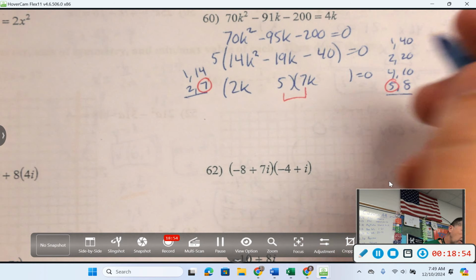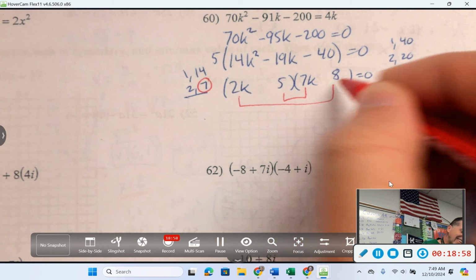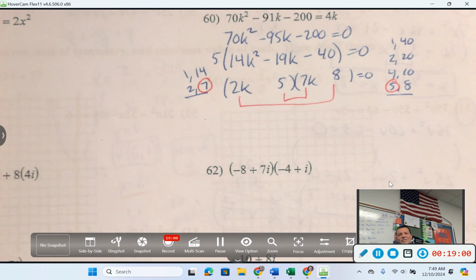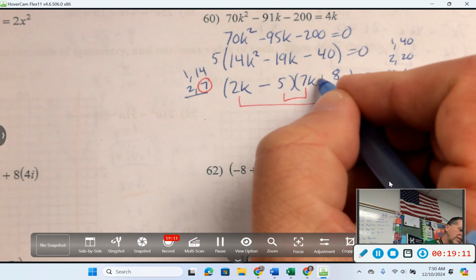2 times 8 is 16. And I want plus 5 minus the... Wait, don't you mean the other way around? No, my bad. I want negative 35k and plus 16k.